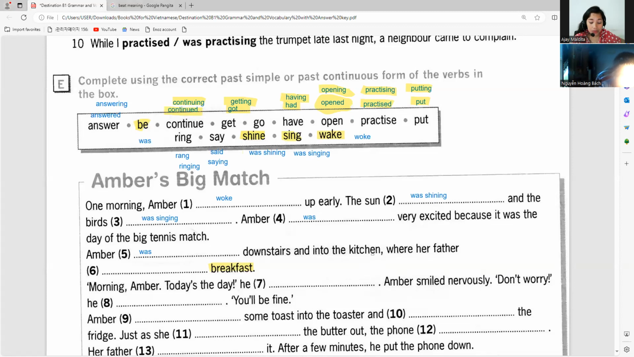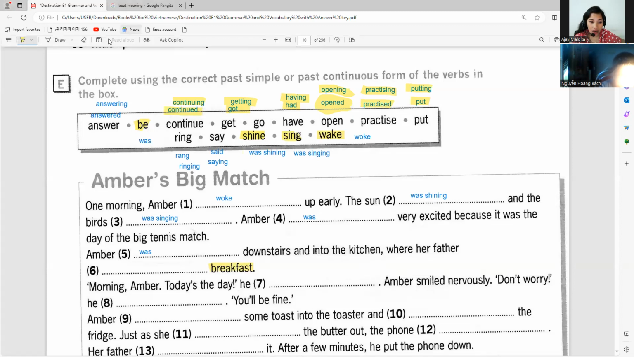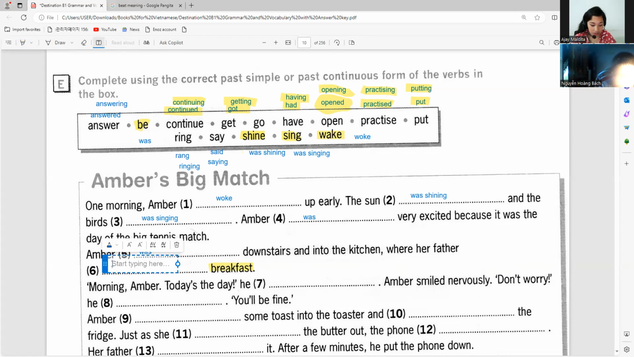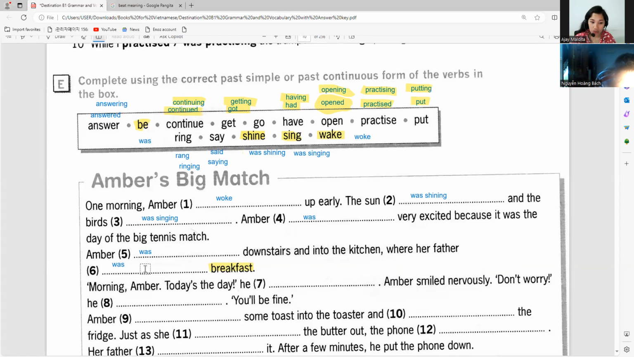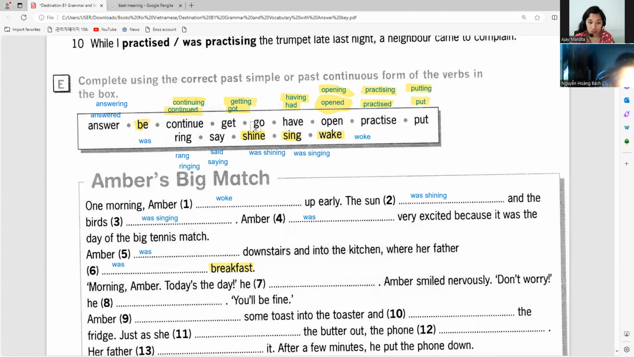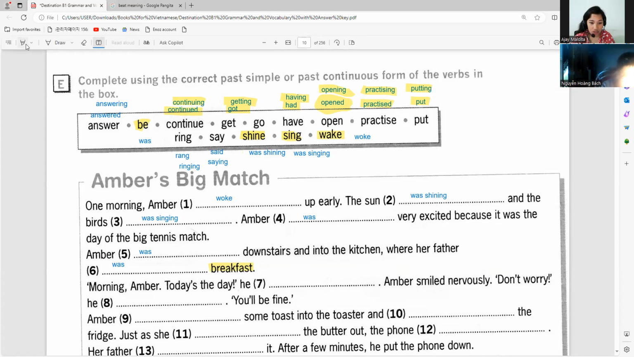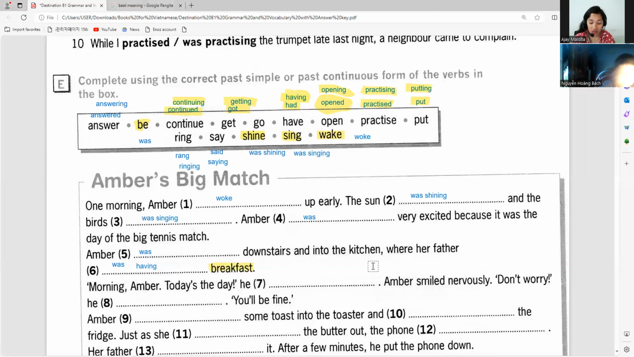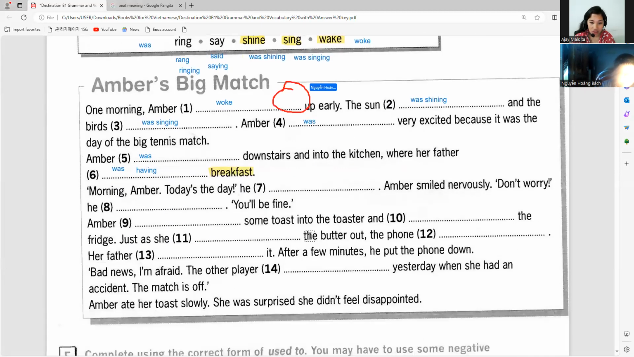Okay, I will write chung. Was doing. Another answer. Oh, there's no do in our option. Was doing. This one is was having. Yes, was having, have. So it means Wang back, father is eating. So was having breakfast. Okay, let's continue.